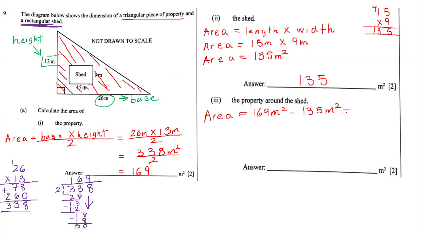When we subtract, what do y'all get? 169 minus 135 is 34. We get 34 meters squared. Very good. So this is going to be 34 meters squared.